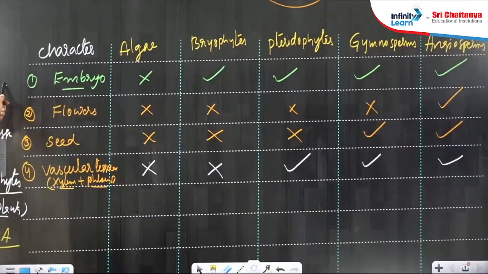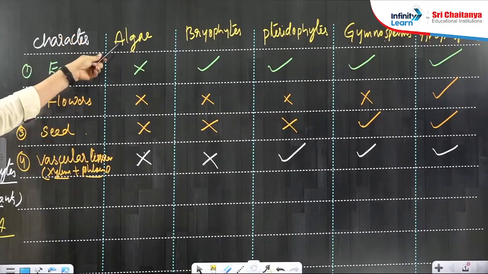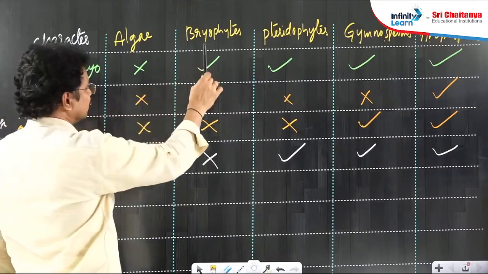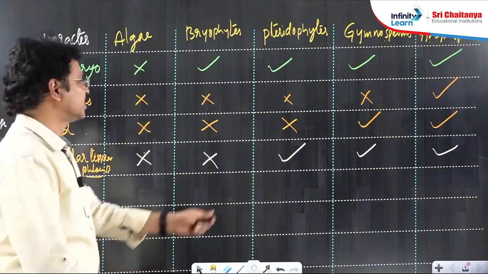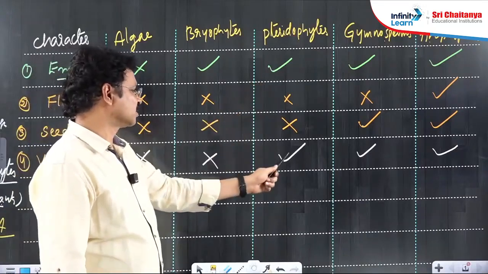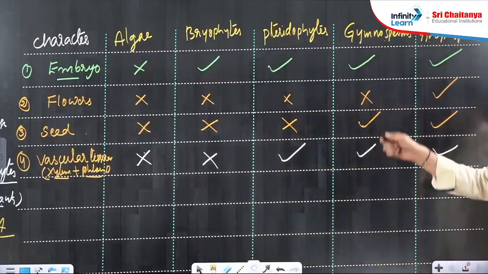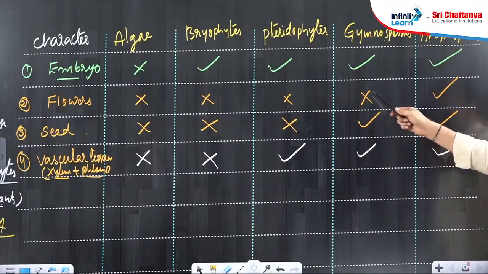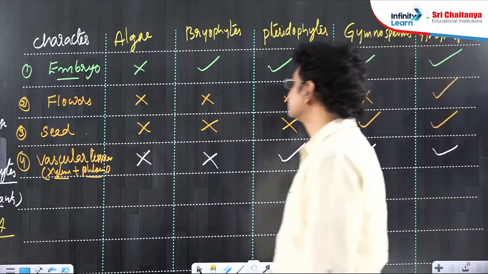Observe this table here. In these four organs, embryo, flower, seeds, and vascular tissues, all are absent in algae. That's why you can say algae are very primitive. In bryophytes, only the embryo is there, remaining all are absent. Whereas in pteridophytes, the embryo is there and vascular tissues are present. Whereas in gymnosperms, embryo, seeds, and vascular tissues are present. Among these four, only flowers are absent, remaining all are present. In angiosperms, all are present.